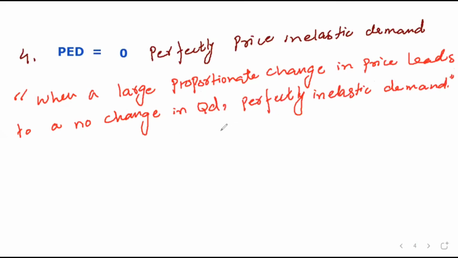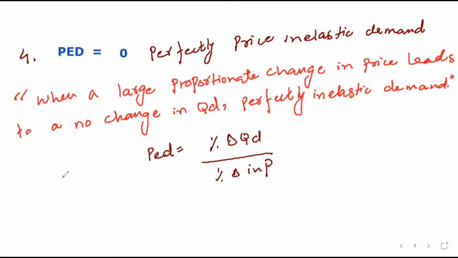If you want to take an example for PED equal to 0, a perfectly inelastic demand, it may be goods like medicines, which are life-saving. For example, for a diabetic patient, insulin is the perfect example of price inelastic demand, because whether the insulin price increases or decreases, demand will not change, because a patient has to buy the insulin at every cost. The formula will be the same. We will find the percentage change in quantity demanded over the percentage change in price.